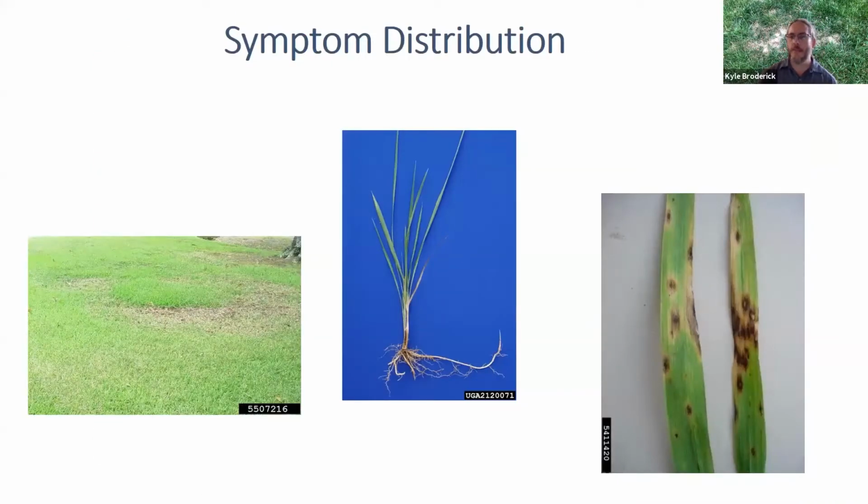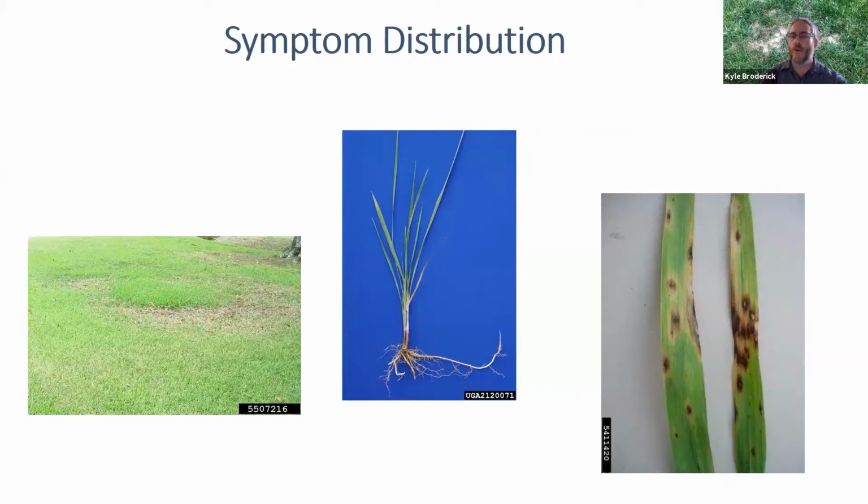Whenever we're thinking about diseases, it's always helpful to think about symptom distribution, really on three different scales. First, across the entire landscape or lawn, what does it look like? Do we have a big ring that's appearing? Maybe we have some smaller patches that are showing up.